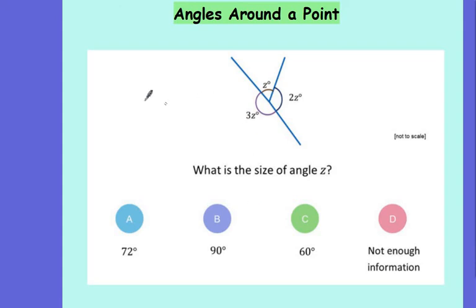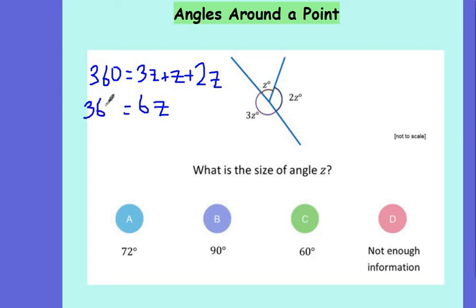Okay, let's work it out. We know that all the angles round a point add up to 360. So we know that 360 is equal to 3Z plus Z plus 2Z. The sum of all of the angles. So 360 is 6Z. If I divide both sides of my equation by 6, I know that Z must be equal to 60 degrees. Well done if you got that right. That was C. That was a tricky one.